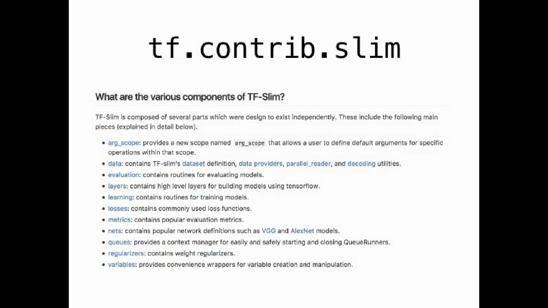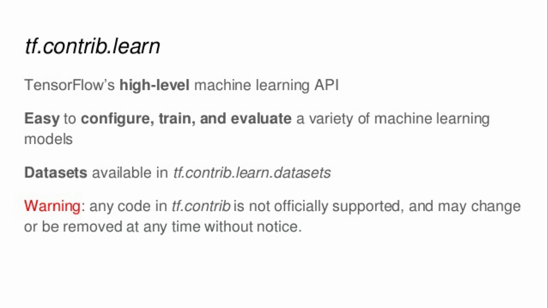Nets. TensorFlow Slim's nets package contains popular network definitions such as VGG and AlexNet models. Queues. TensorFlow Slim's queues package provides a context manager for easily and safely starting and closing queue runners. Regularizers. TensorFlow Slim's regularizers package contains weight regularizers. Variables. TensorFlow Slim's variables namespace provides convenience wrappers for variable creation and manipulation.